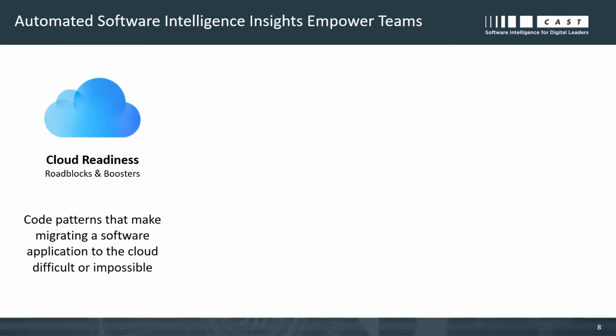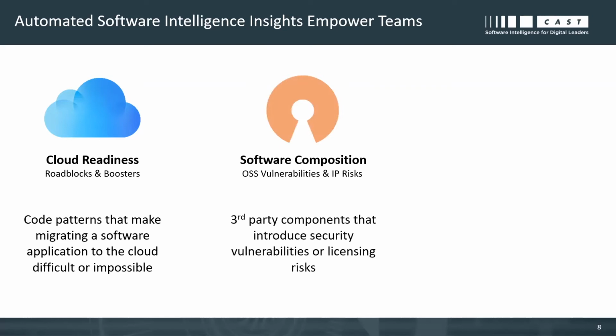We just talked about cloud readiness with that very simple, specific example, but what we're talking about there are code patterns in the source code of an application that make migrating software to the cloud difficult or impossible. We just gave a couple examples of using persistent files, for example. There are other types of insights that are useful when planning a migration to the cloud.